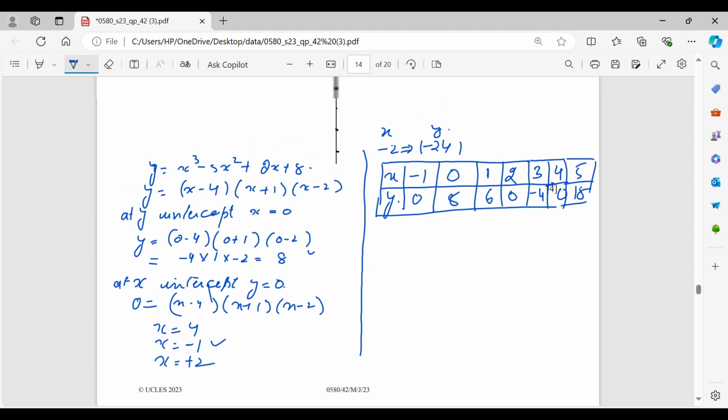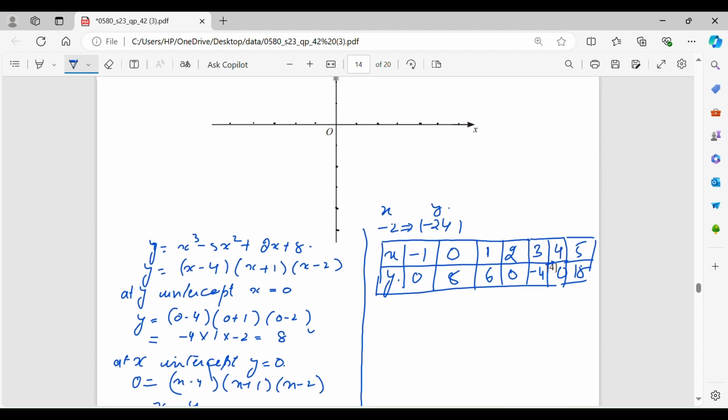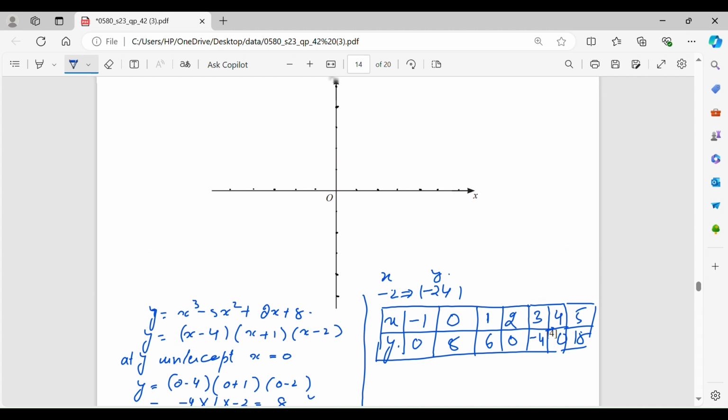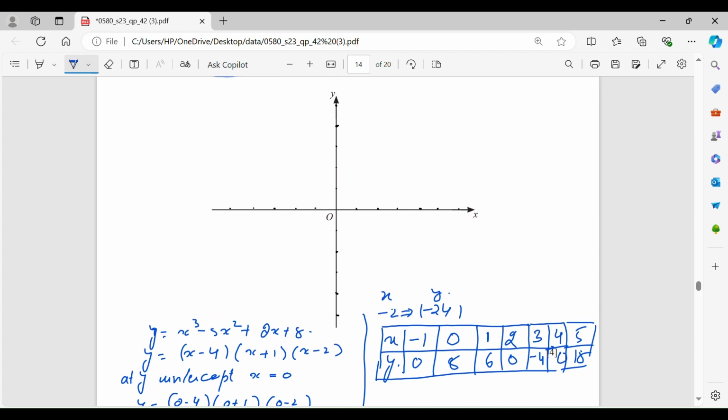Now at first I need to, yes, let's, this will be -1, this will be -2, this is -3, -4, -5. 1, 2, 3, 4, 5, 6. For y we have 8, 6, like that.